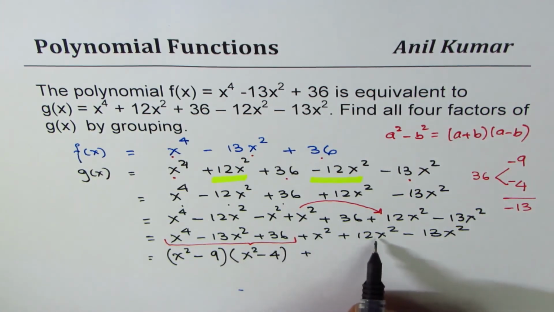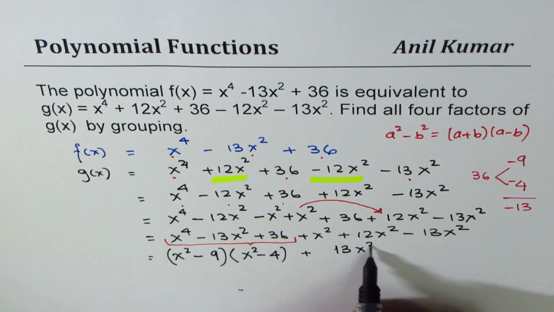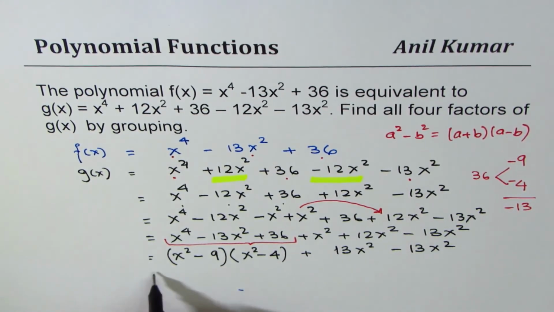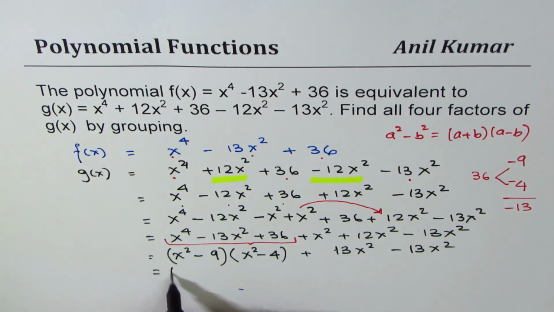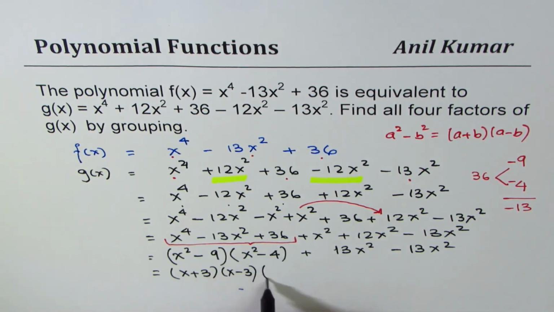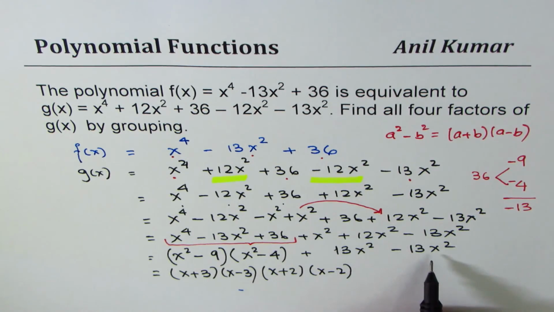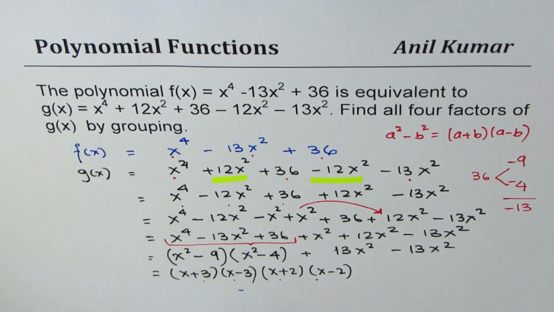Here, if I add x squared and 12x squared, I get 13x squared, and we have minus 13x squared. Do you see that? Now here I'm going to apply difference of squares. Write this factor as x plus 3 times x minus 3. The other factor as x plus 2 times x minus 2. 13x squared minus 13x squared is 0. So we have factored g of x in terms of these four factors. Perfect. So that is how it should be done.